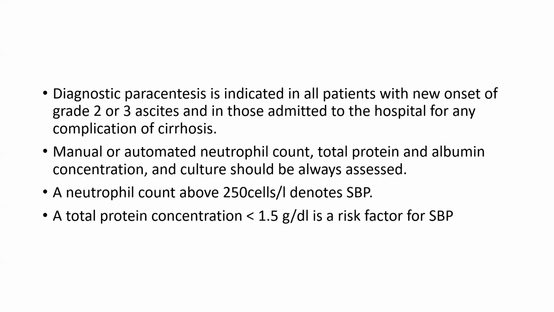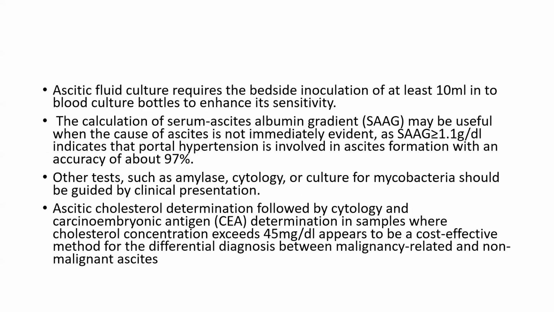Diagnostic paracentesis is indicated in all patients with new onset of grade 2 and 3 ascites and in those admitted to the hospital for any complication of cirrhosis. Manual and automated neutrophil count, total protein, albumin concentration, and culture should be sent and properly assessed. If the neutrophil count is above 250, then it is spontaneous bacterial peritonitis. And if the total protein concentration is less than 1.5, then it is a risk factor for SBP.